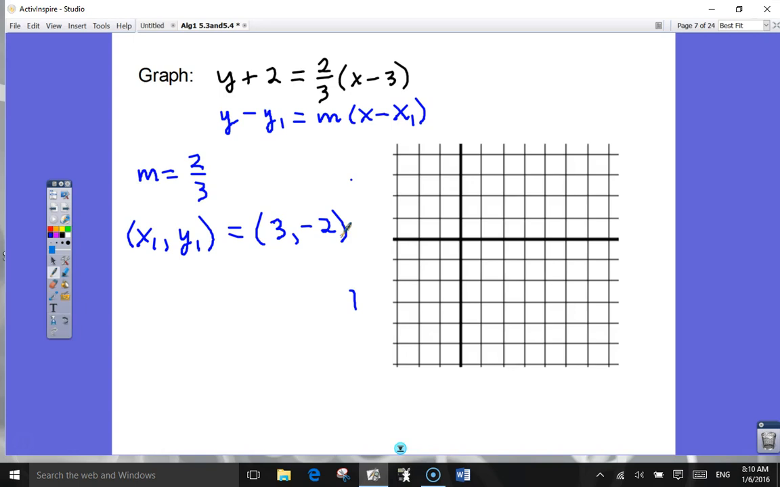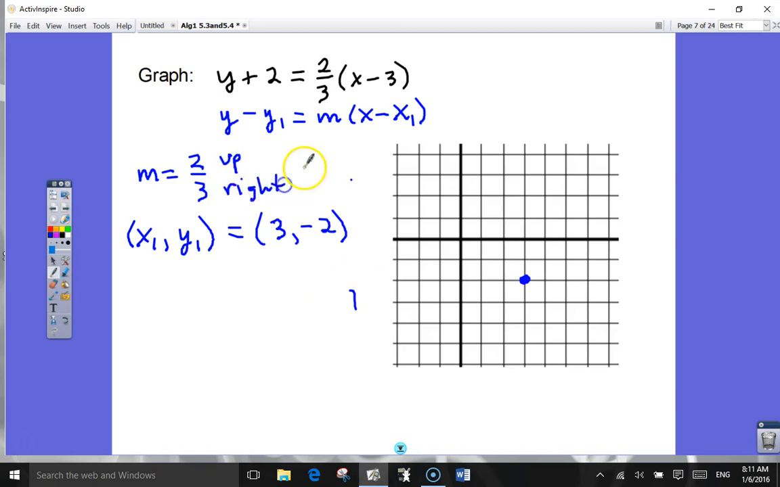Okay, now with those two things, let's graph it. 3, negative 2, which quadrant am I in? What do you call that one? Fourth quadrant, right? So it's going to be 3, negative 2, which is 1, 2, 3, fourth quadrant. So plot that point. 3, negative 2. And then the 2 over 3 is telling you what? Up 2 and right 3.